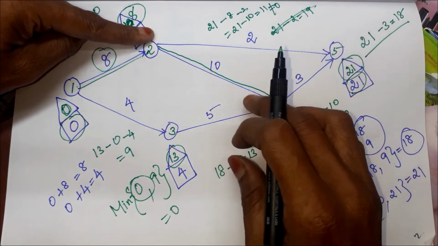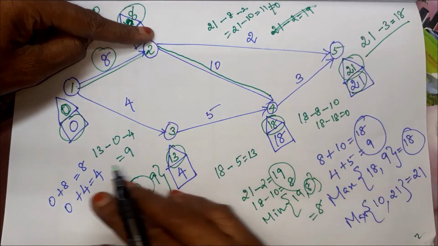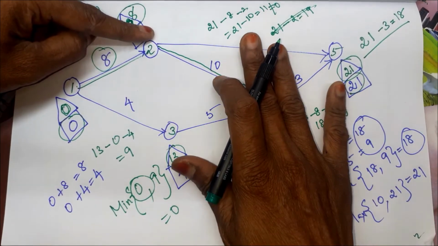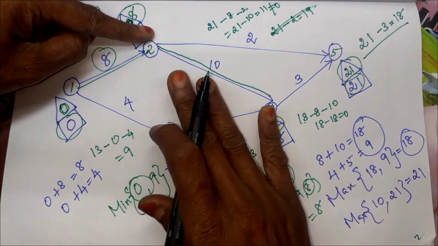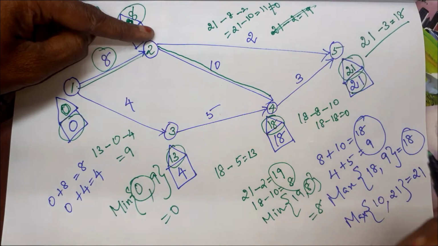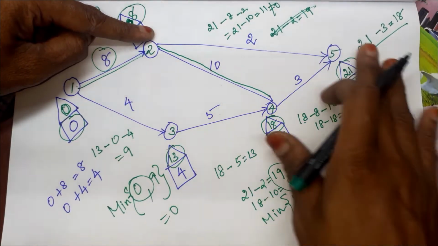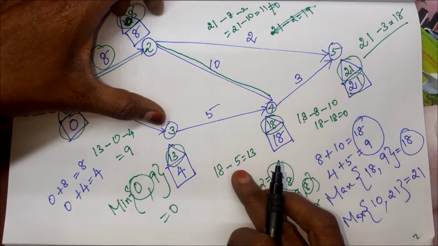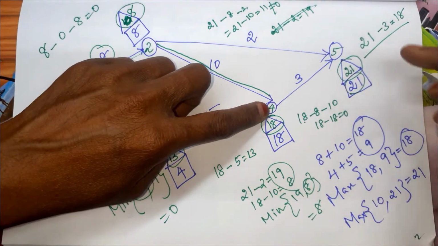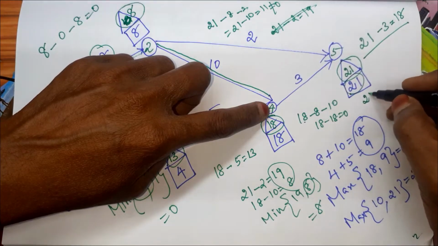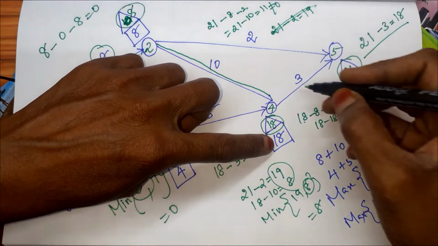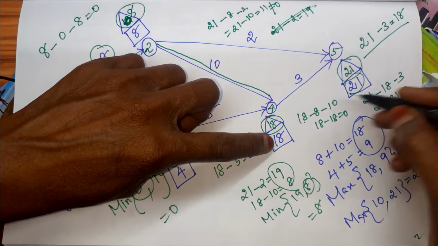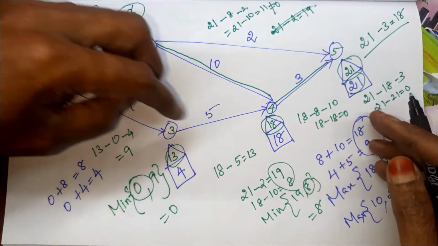See, for showing you only, I am writing all these calculations near the diagram. But when you do, please don't write like this. Do your calculation below the diagram, not near like this. Okay. Come to 3, 4. 3, 4 already we checked. Then 4, 5. 4, 5, the triangle value is 21 minus 18 minus the duration 3. So 21 minus 21, which is equal to 0. So this is a critical activity.